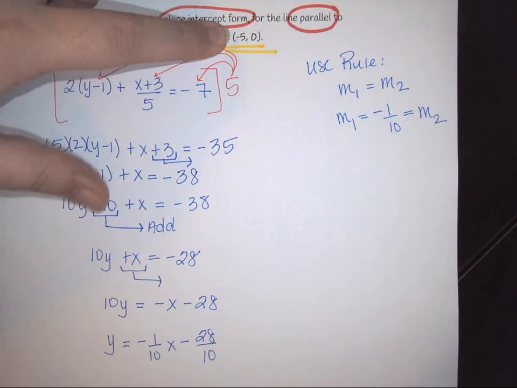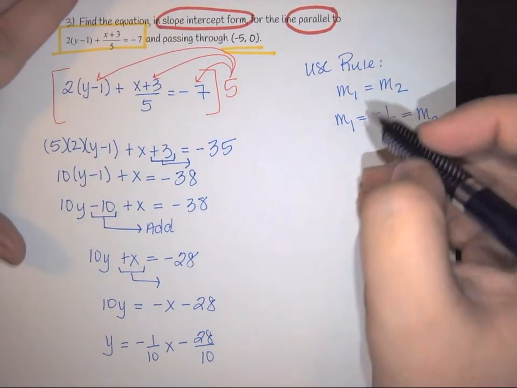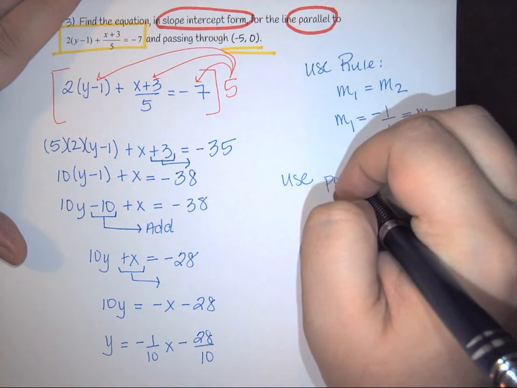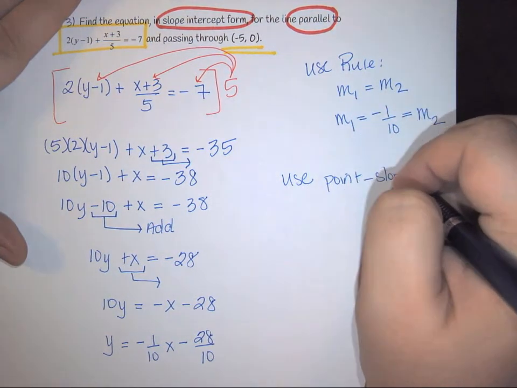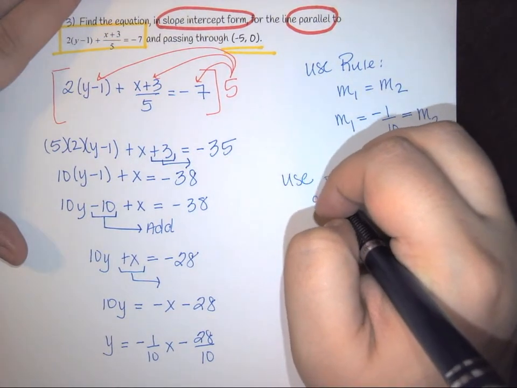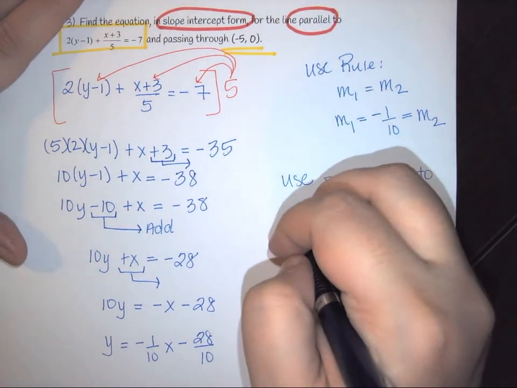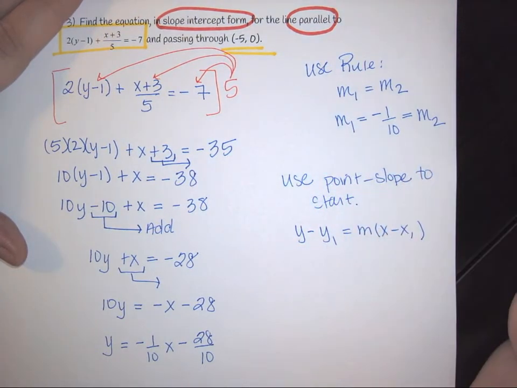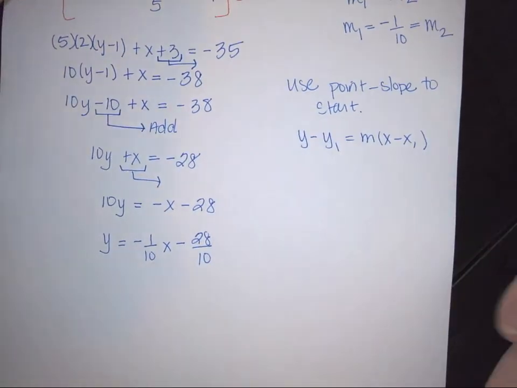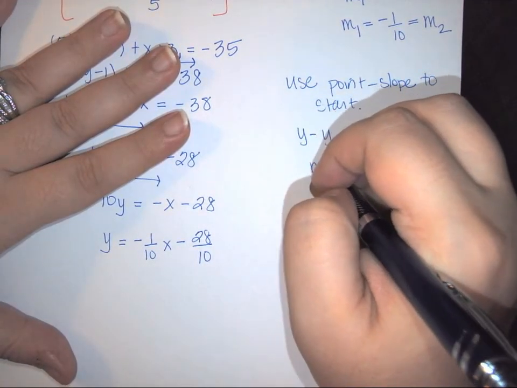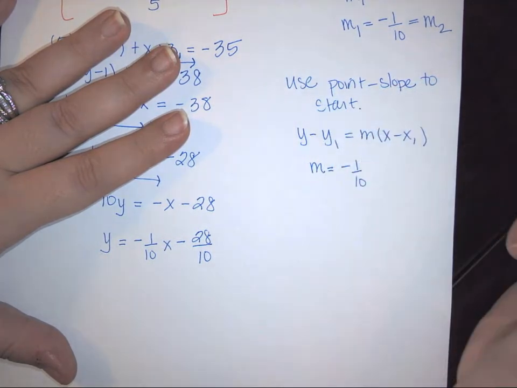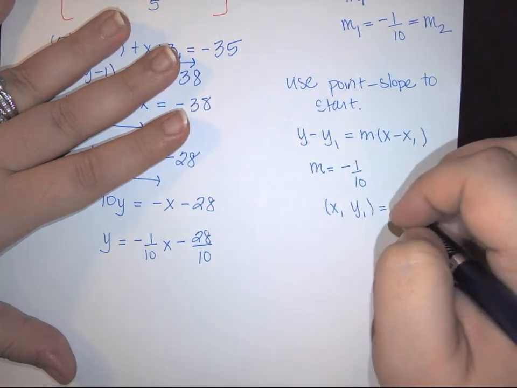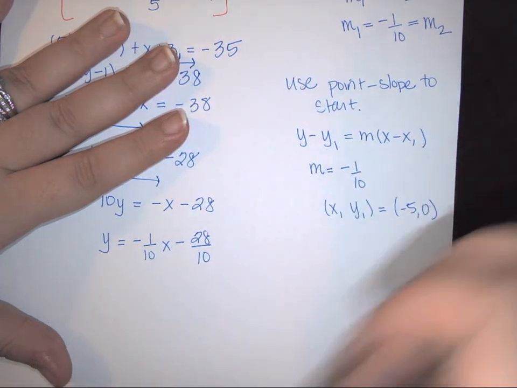The point that I have is the point negative 5, 0. So after you figure out your new slope, you need to use your point slope to start with. So y minus y1 equals m times x minus x1. Here the important pieces that we have is that m is equal to negative 1/10, and we have that x1, y1 is equal to negative 5, 0.